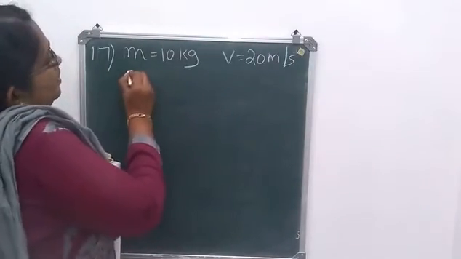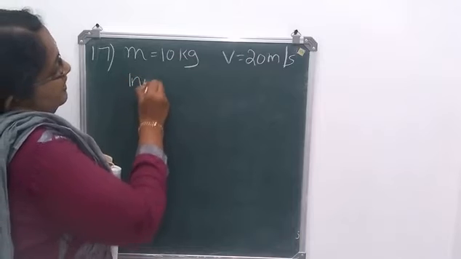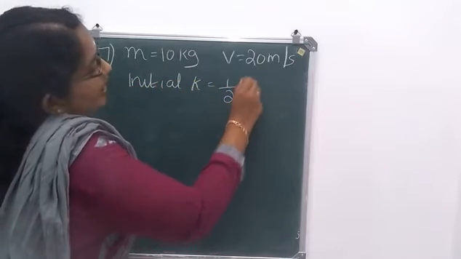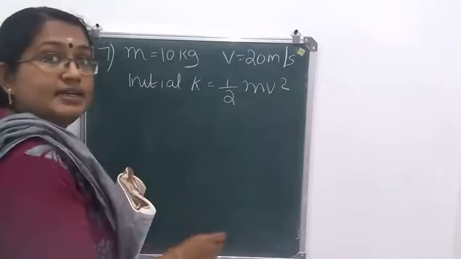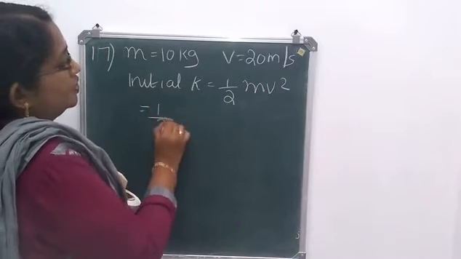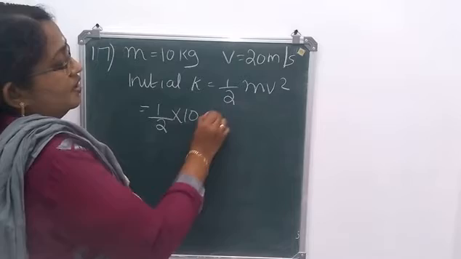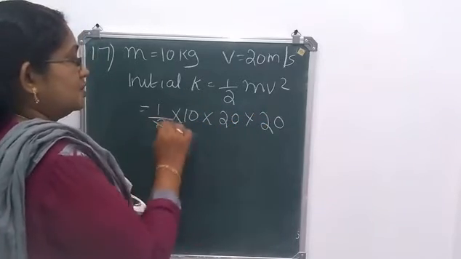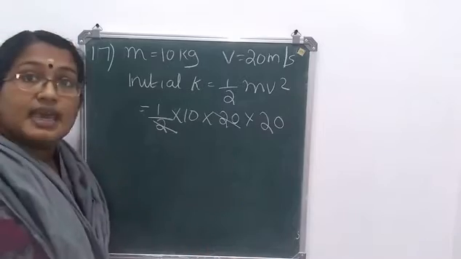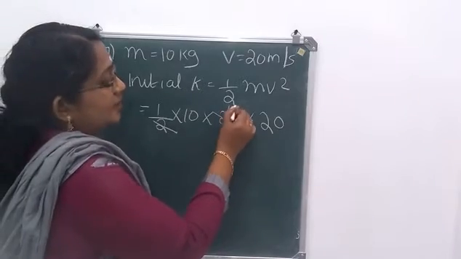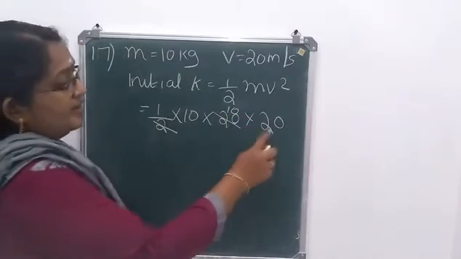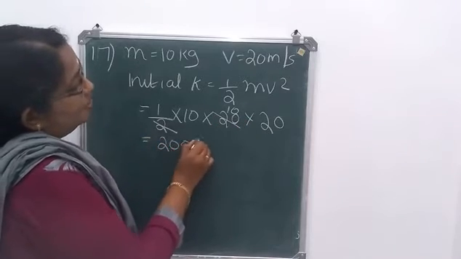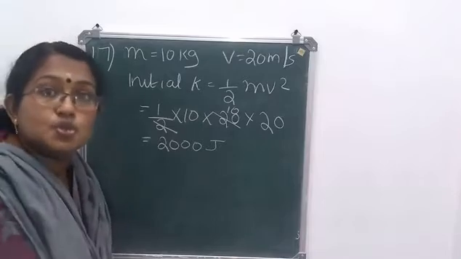Okay. So first, initial kinetic energy is equal to half mv square. This will be equal to half into 10 into v square, that is 20 into 20. 20 and 2 get cancelled. Here you will be getting 10. Now 20 into 10 into 10, which is equal to 2000 joule.